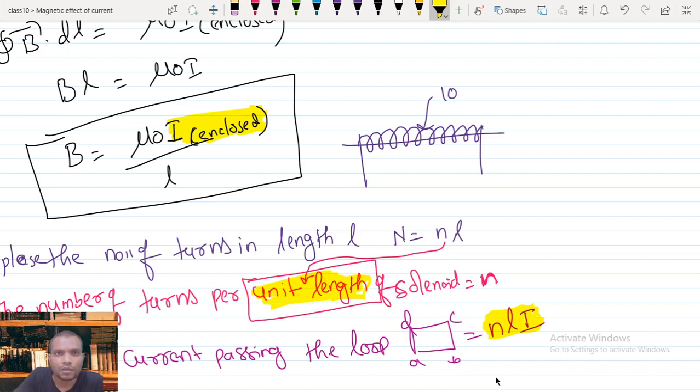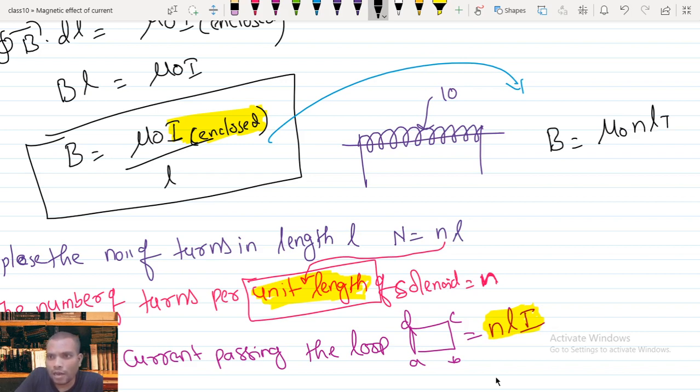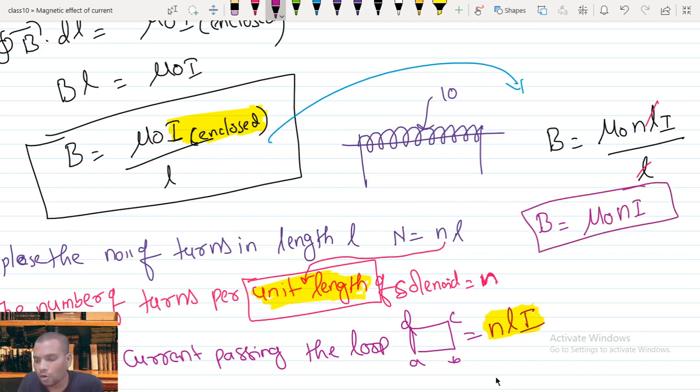Now if we rewrite this formula, the magnitude of magnetic field B equal to mu naught times the current enclosed, which equals N times L, upon L itself. Now you can cancel the one common factor, that is L. Now this expression became more simple: mu naught n I, mu naught n I.